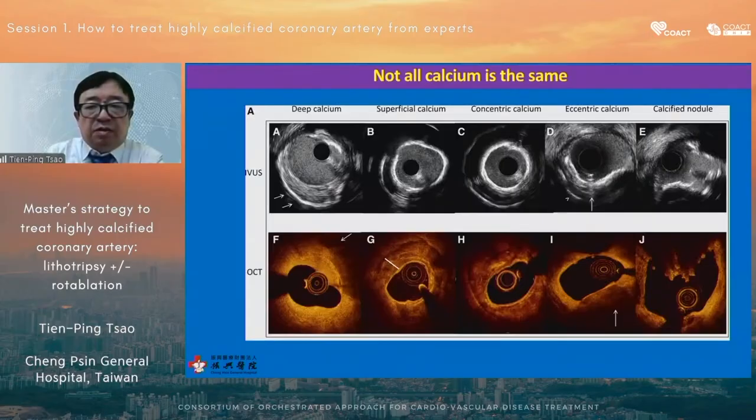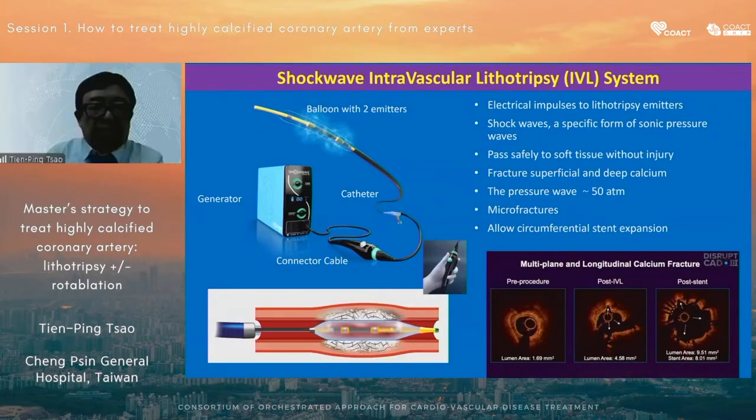So not all the calcium is the same. By using the IVUS and the OCT, you can see the deep calcium and the superficial calcium, concentric calcium, eccentric calcium, and calcified nodules. So the IVL system consists of a generator, connector cable, and the catheter. The generator produces the electrical impulse to the lithotripsy emitters, creating the shock waves, which are a specific form of a solid pressure wave. Those pass safely through the soft tissue without injury, but they can fracture superficial and deep calcium.